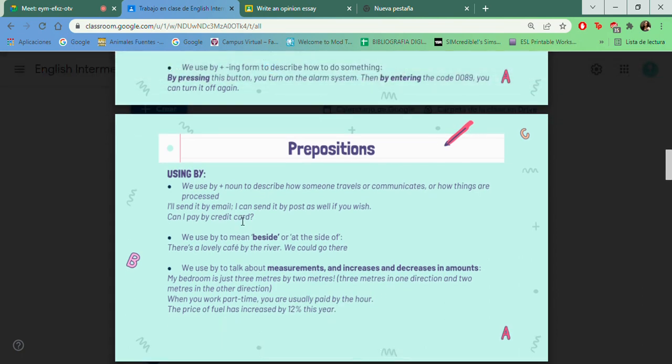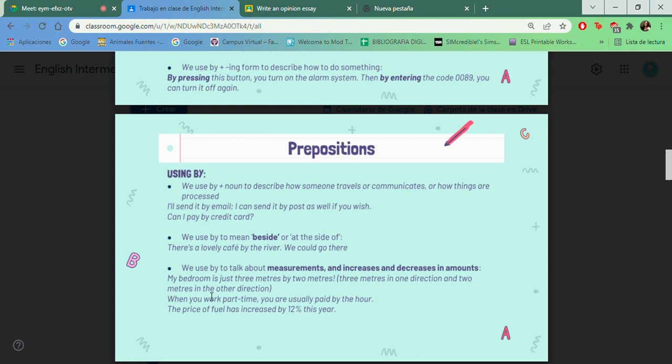We use by plus noun to describe how someone travels. Again, the transport. How did you come to work? Or how do you go to work frequently? I usually go to work by car, by bus, by train. And then with the method would be, can I pay by credit card? Remember, with cash is in cash. Good.